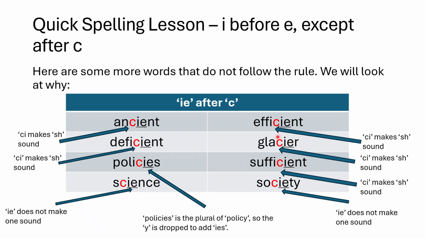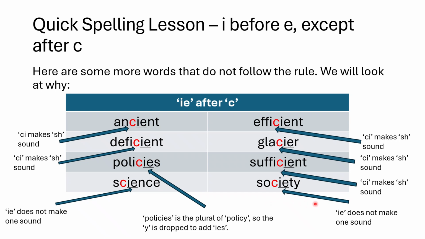Efficient. In this word, the CI makes a sh sound. Then you are left with ent. Glacier. In this word, the C and the I together make a sh sound. Then you are left with the R-controlled vowel, ER, that makes the sound R. Sufficient. In this word, the CI together make a sh sound. Then you are left with ent.